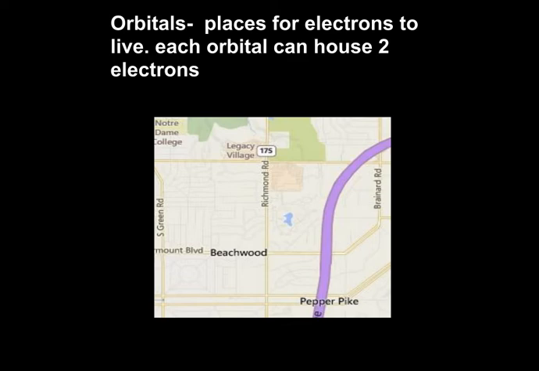So we know what state we're in, we know what city we're in. If we want to know what street we're on, such as Fairmount, then we want to know where our orbital is for our electron. Now, just a general rule here, orbitals can house 2 electrons. So we're going to use that in calculations in class. I'm going to show you what I mean.